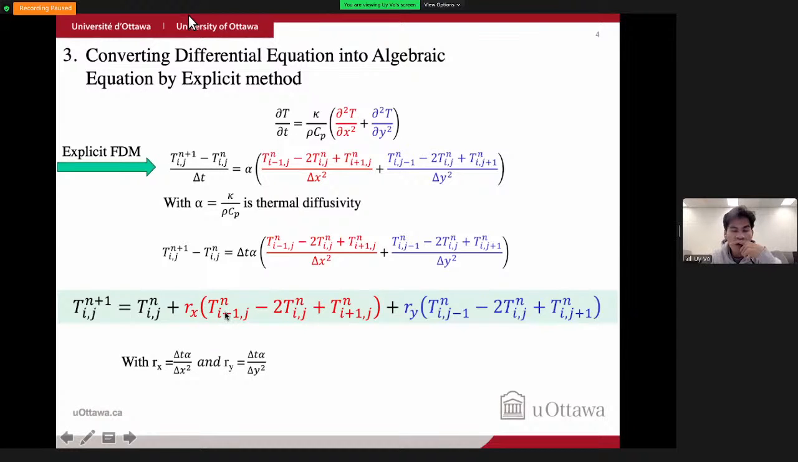One thing that attention should be paid to in this equation is that Rx and Ry are very important parameters to define the stability of the numerical analysis. So no matter how much time step decrease or space step you use, it should meet this requirement that Rx or Ry should be smaller than 0.5.